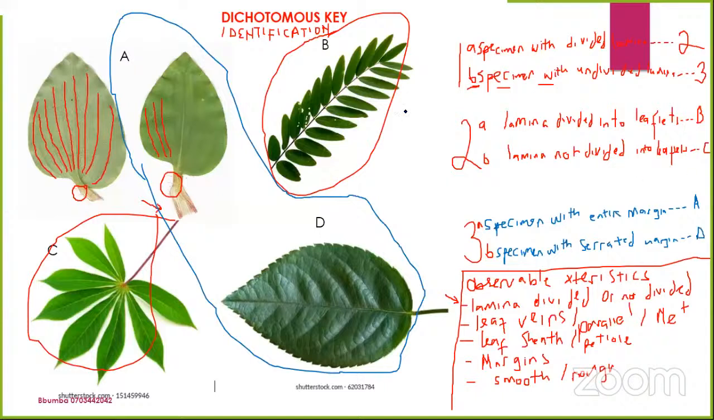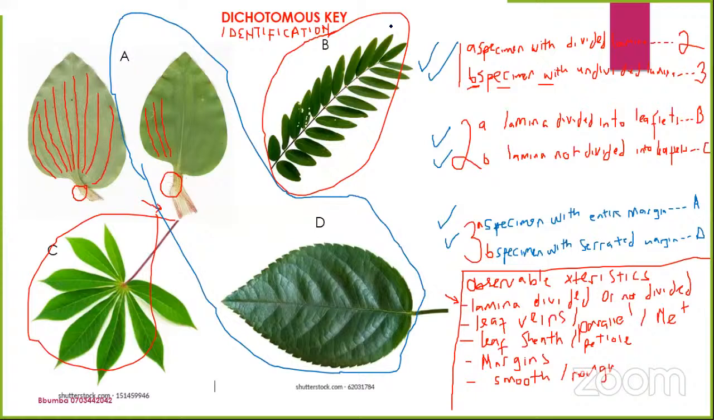I think you can see here you'll be able to get your marks very well, okay? And this is how we construct a dichotomous key. It is highly examinable. Let me first pick some questions here.